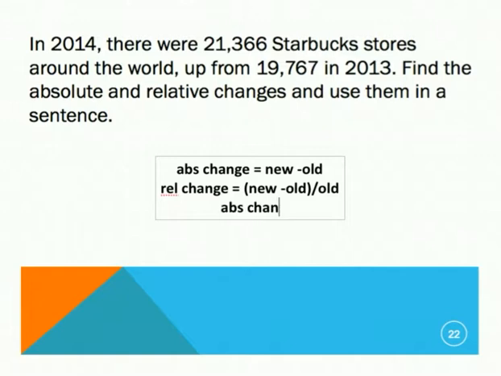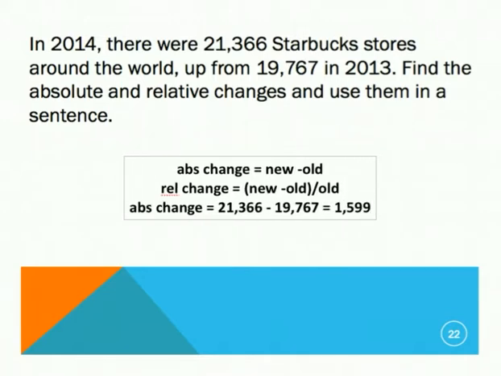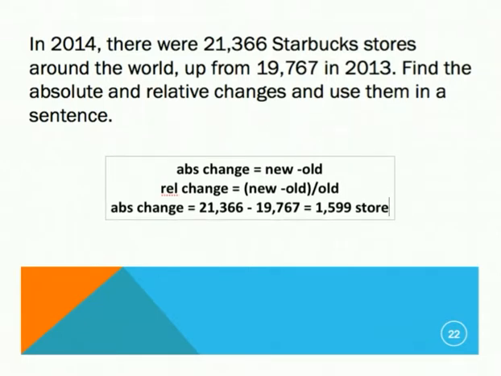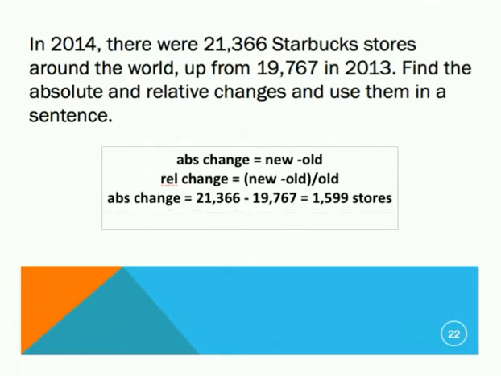So for absolute change for this one, I'm just going to take my new number, which is my 21,366, and I'm going to subtract my old number, 19,767. So 21,366 minus 19,767, I get a value of 1,599. And that's going to be stores. So I'm going to put a label on that, and then we'll work on the interpretation in a second. So let's go ahead and do relative change next.